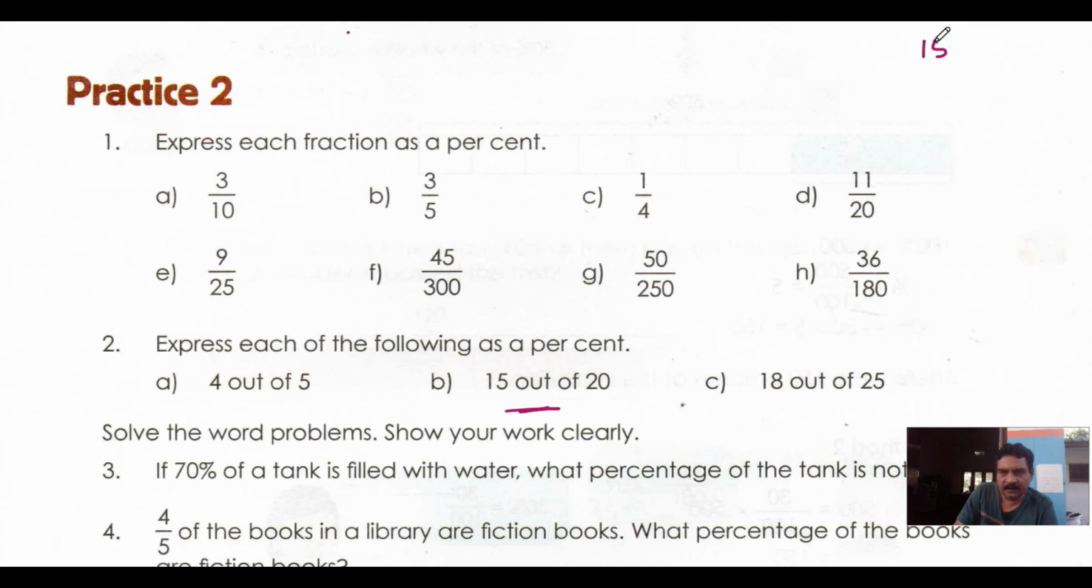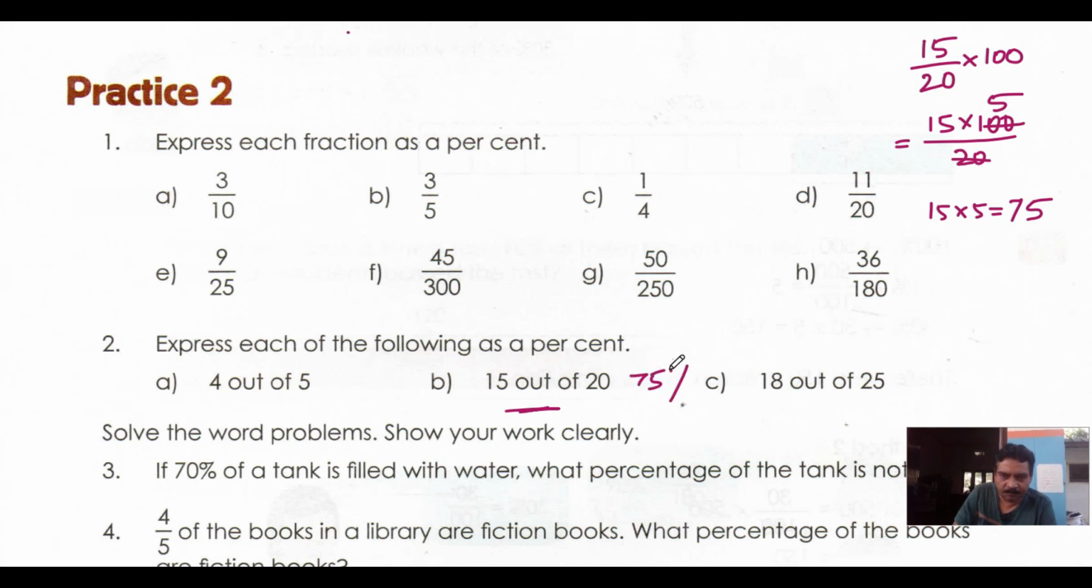Now the next one is 15 out of 20. So 15 out of 20, you have to multiply this with 100 because you have to express in percent. So it becomes 15 into 100 by 20. 20 ones are 20, 20 fives are 100. Now 15 into 5, 5 times 15 is 75. So this is the answer for this, 75%.